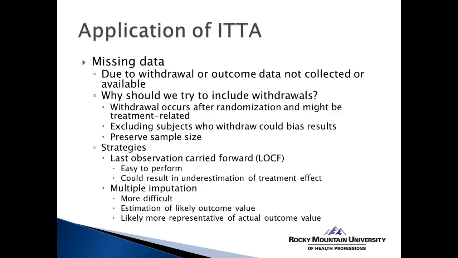Okay, so we have basically two strategies that you'll typically see in large randomized controlled trials in order to deal with missing data. One of the first is called last observation carried forward. And this is where, especially if we're doing a repeated measures design, we might have two measurements on a subject, but we don't have the third measurement on that subject.